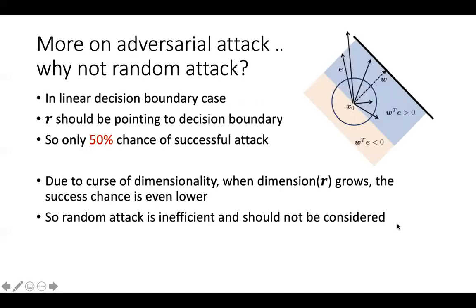Let's again raise the example of a linear decision boundary. Suppose my x0 is here. Now we generate r, but this r should be pointing towards the decision boundary, so it should be pointing in the right direction. Then we only have a half chance of a successful attack, right? Due to the curse of dimensionality, if the dimension of r grows, then the success chance is even lower. So random attack is inefficient and should not be considered.